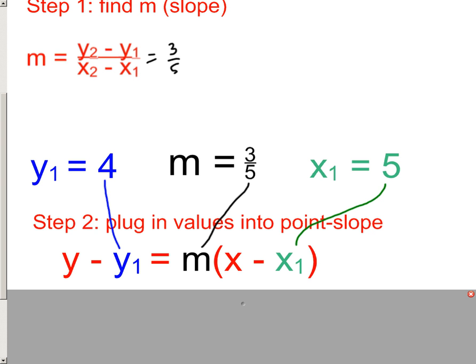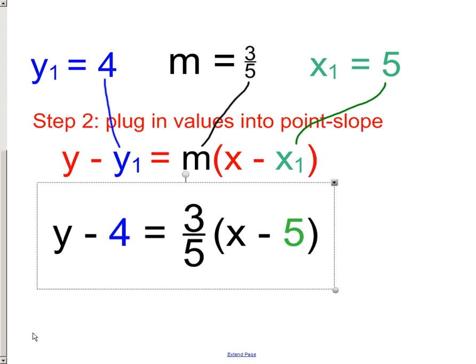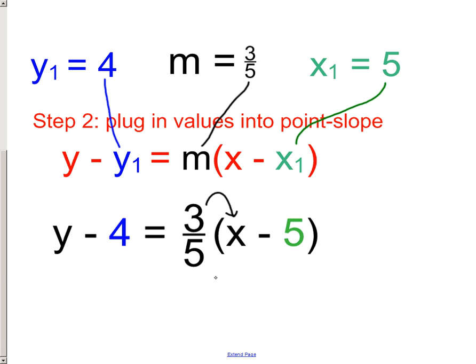And so now let's take a look at this, and after we've plugged them in, our main thing is we want to get this y all by itself. So there we go, we've got everything plugged in properly. Let's go ahead and distribute would be our next step. So 3/5 times x would get us 3/5 x. And 3/5 times -5, this is what you would do off to the side on your papers. 3/5 times -5. How can I make -5 into a fraction?